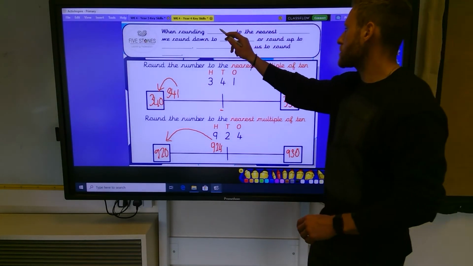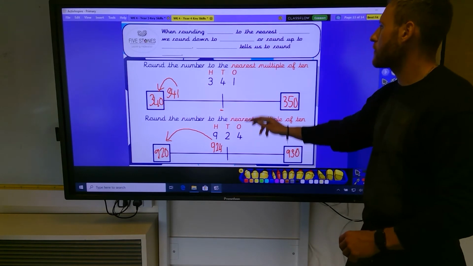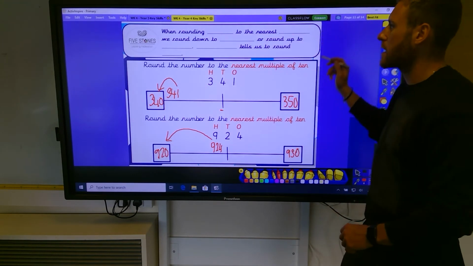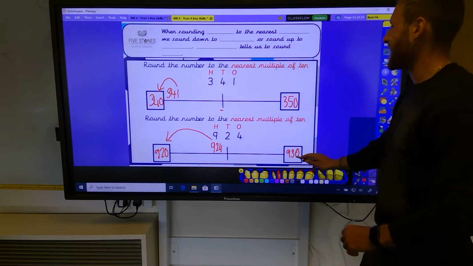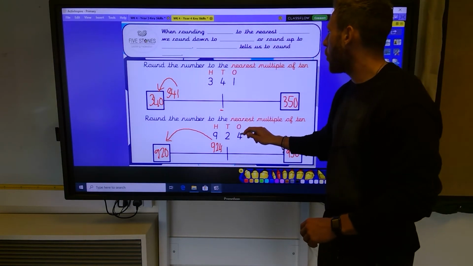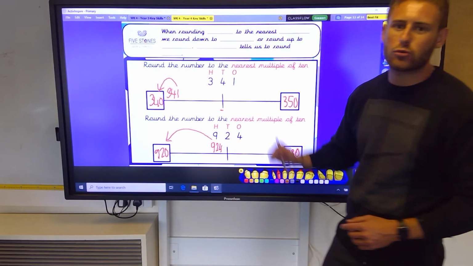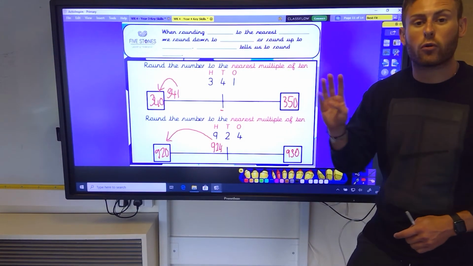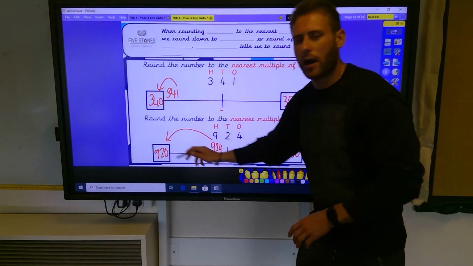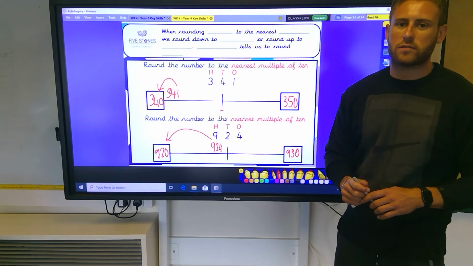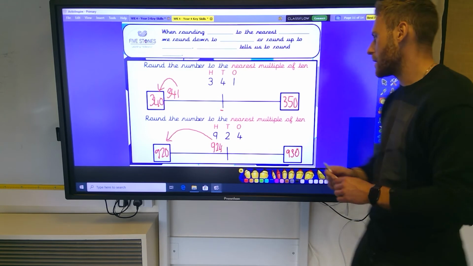So when rounding 924 to the nearest multiple of 10, we round down to 920 or round up to 930. The 4 ones tells us to round down. So that's why we say 4, 3, 2, 1. We round down because we can see that part of the number line is closer to that multiple of 10. Fantastic, you managed to solve that one.